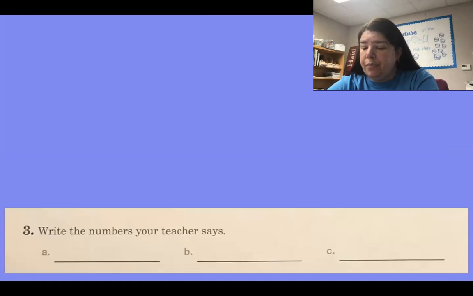Number 3 has a set of numbers that it wants you to write. I'm going to tell you the numbers, and I'm not going to put them on there for you. I'm going to ask Ms. Ortiz to check if you wrote the correct numbers. So listen carefully. I'll only repeat once. Letter A, 21,400,279. Again, 21,400,279.